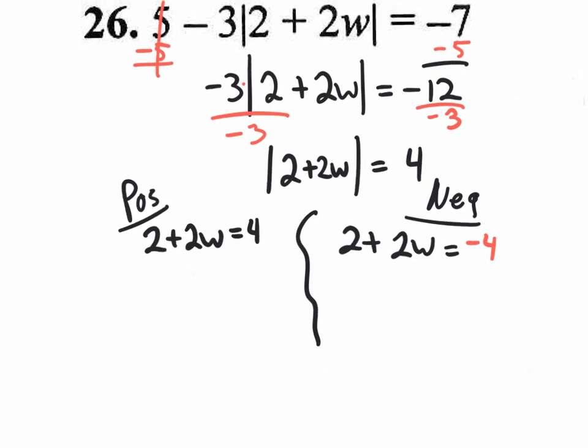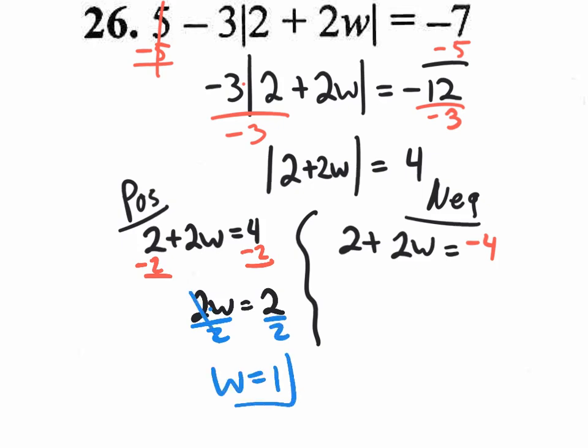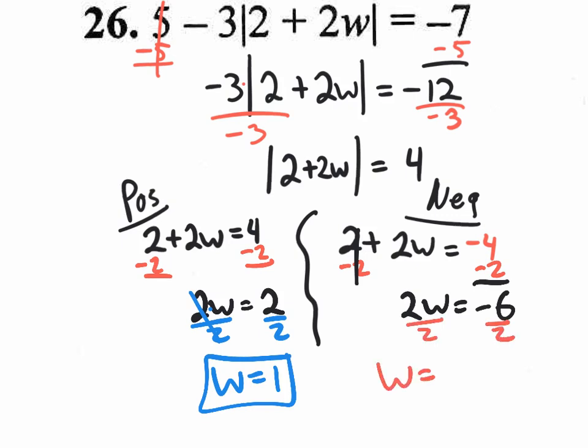Now we're going to solve both of them. The one on the left, you subtract 2, you'll end up with 2w equaling 2. And the final step, to get rid of the multiplication of 2, you divide by 2, you'll get w equals 1. That's one answer. I mean, it might be an answer. We need to double check it. The other one, we're going to subtract 2. We will get 2w equals negative 6. And when we divide by 2 and divide by 2, we'll get w equals negative 3. That's another answer.